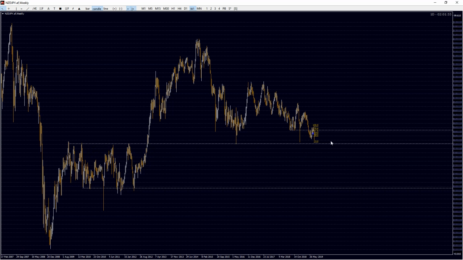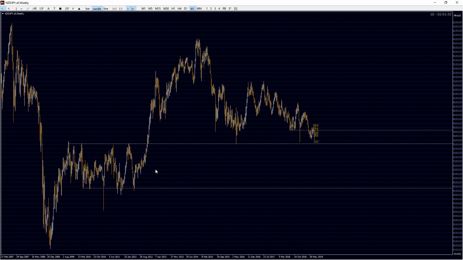So whether the pair moves down to this level before it pulls back, or whether it reaches this level after pulling back and then moving back down, we need to be very mindful of this level, and we can expect at least some form of support to come in at this level, given that it is such an important technical level on the chart.